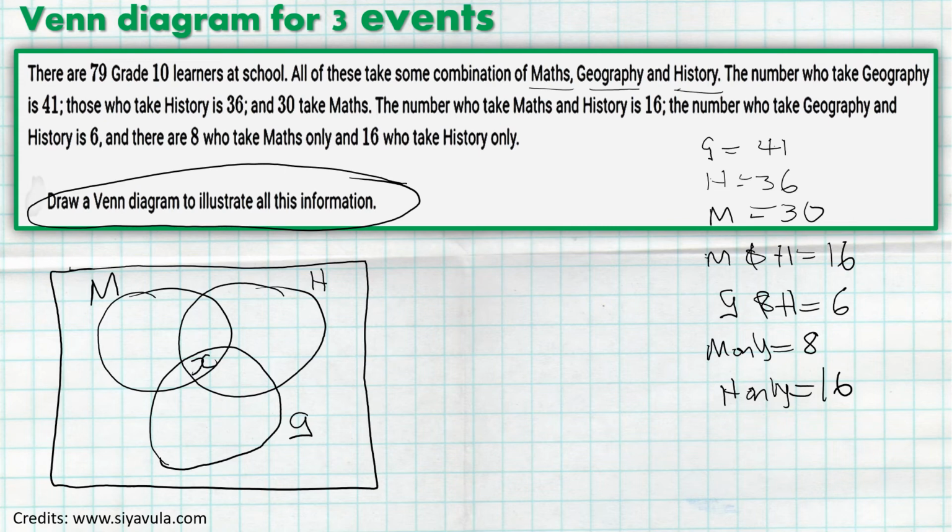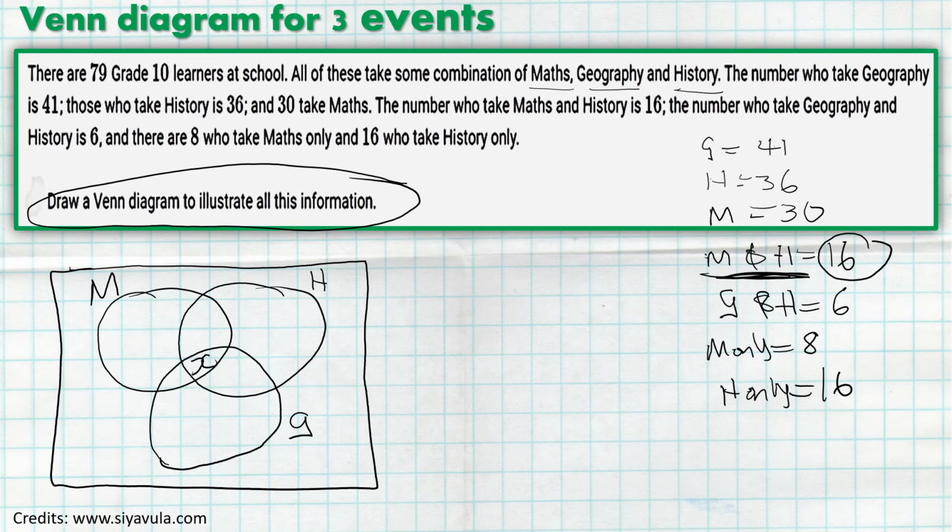After completing the center, the 3 intersection, you now go to the 2 intersections. That's step number 2, right? You now go to the 2 other intersections. We're just going to check now. We were given the 2 intersection, maths and history, is equal to what? 16. Be very careful with this.